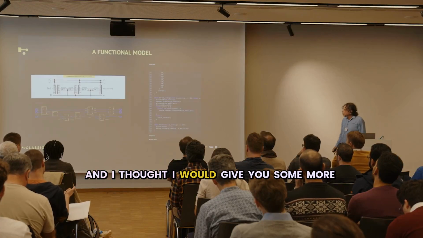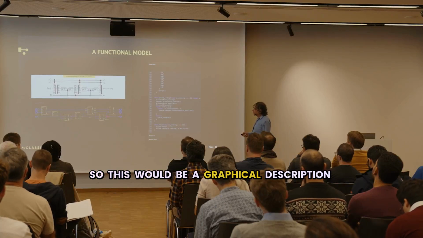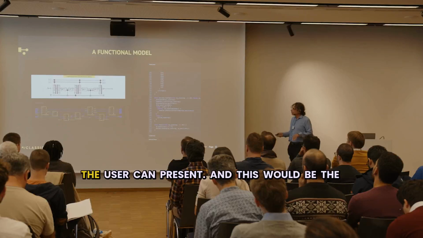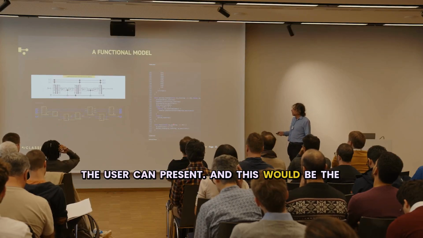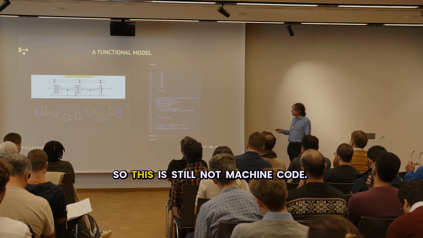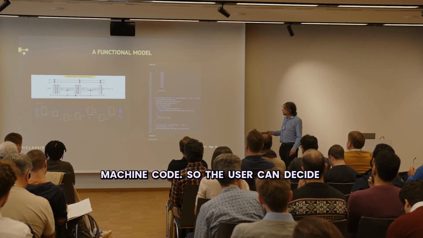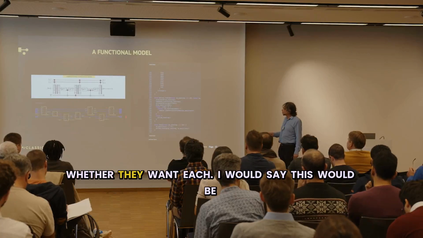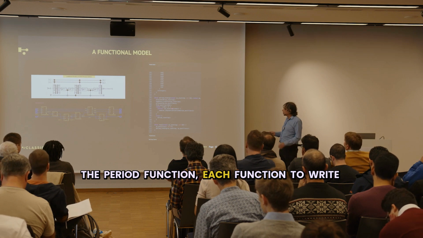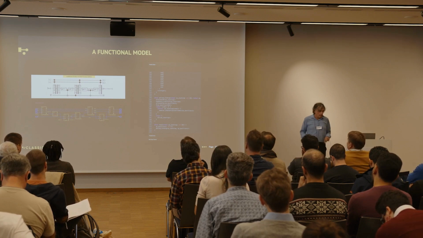And I thought I would give you some more examples, but I see that I won't. So this would be a graphical description of one of the steps of the Shor's algorithm that the user can present. And this would be the textual description at the same level. So this is still not machine code. It is much, much higher than machine code. So the user can decide whether they want each, I would say this would be the period function, each function to write graphically or textually.